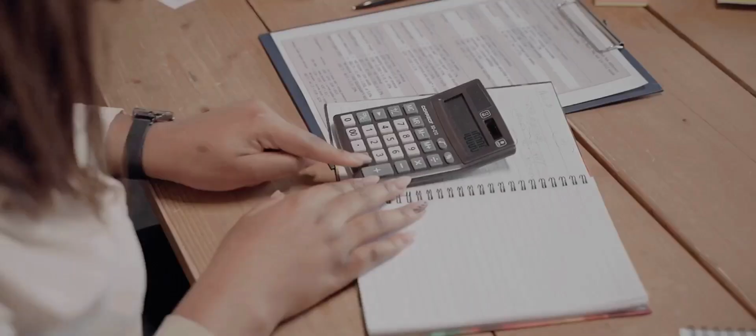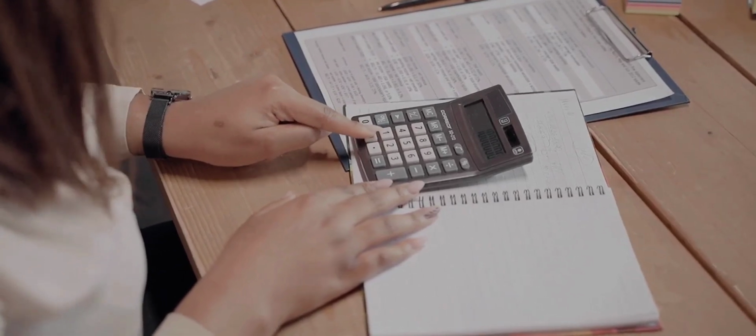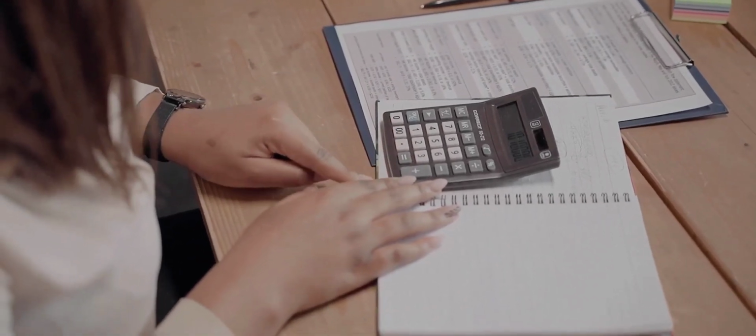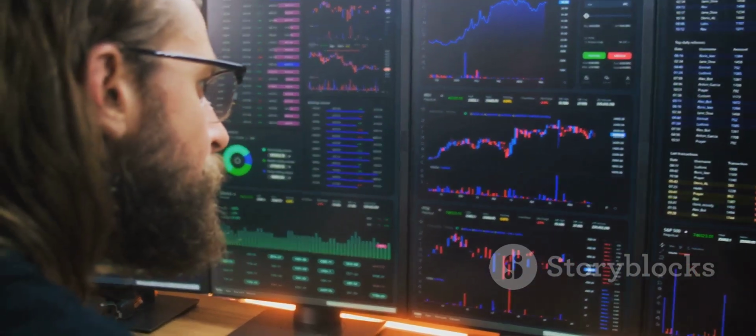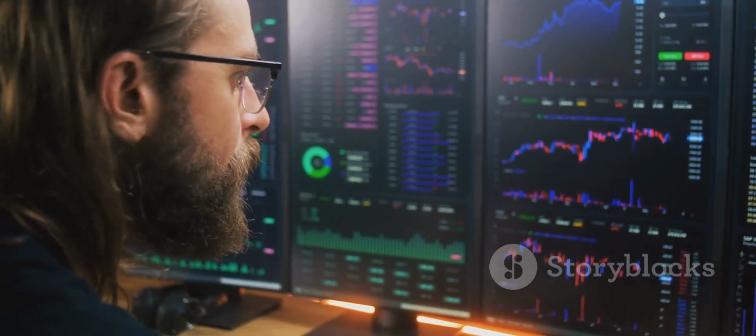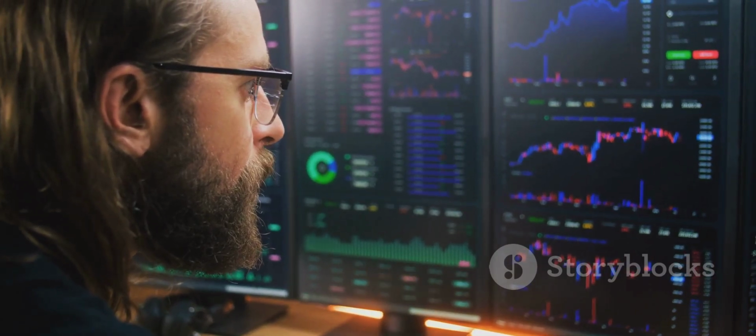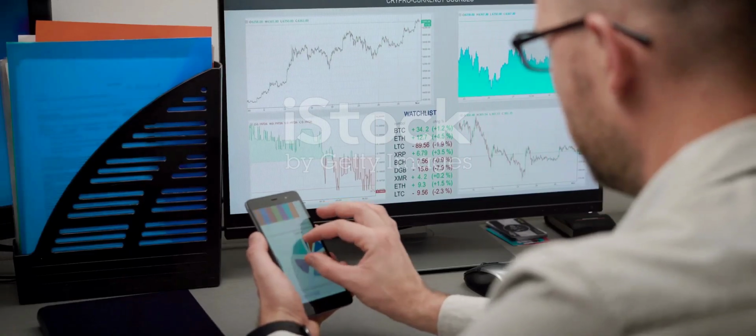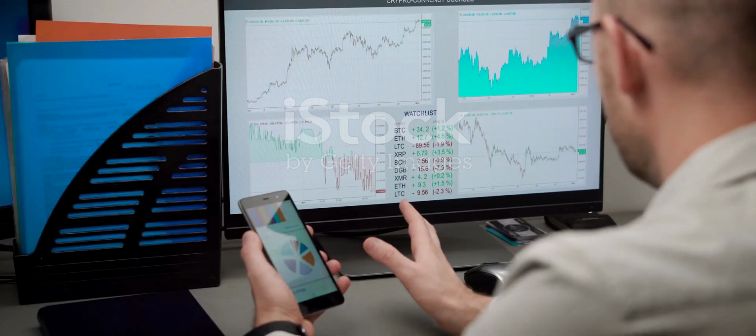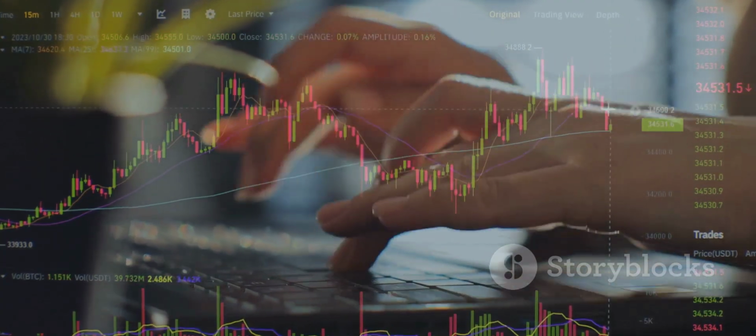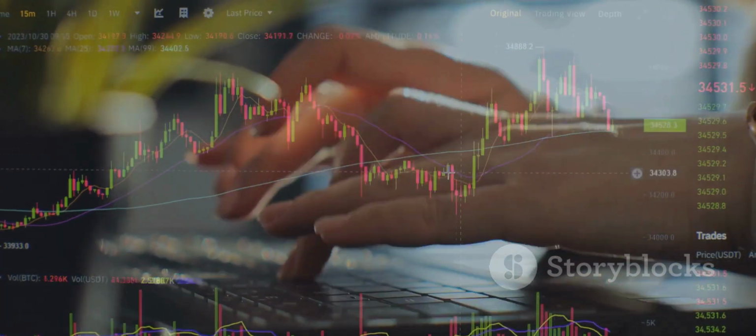Position sizing. Determine the appropriate position size for each trade based on your risk tolerance and account balance. A common rule of thumb is to risk no more than 1 to 2% of your account on any single trade. Risk-reward ratio. Aim for a favorable risk-reward ratio, where the potential profit is at least twice the amount you're risking on the trade. This helps to offset potential losses and ensure long-term profitability.